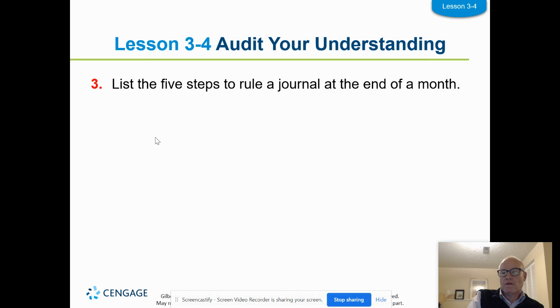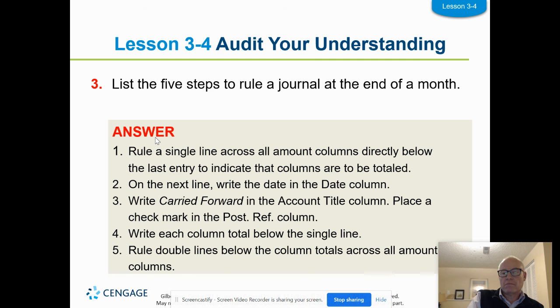All right. 5 steps to rule a journal at the end of the month. Again, rule a single line, put the date in. Now, wait a second. This isn't the end of the month. This is for a page. It says write carried forward. Typo. I just found it. Live video. Okay. It says carried forward in the account column title.